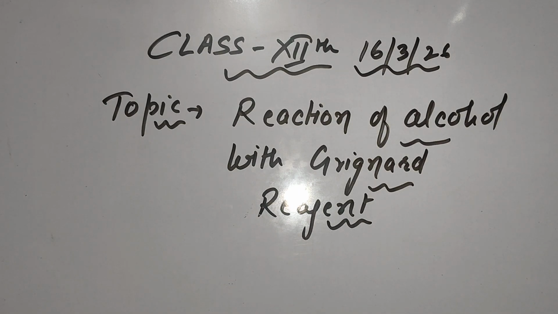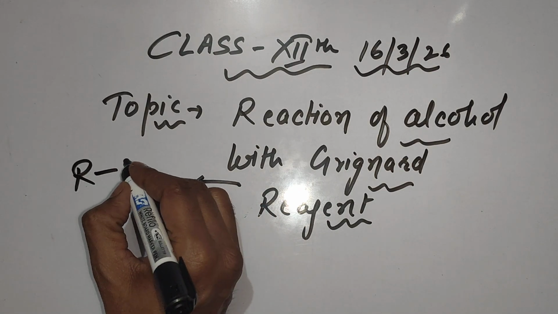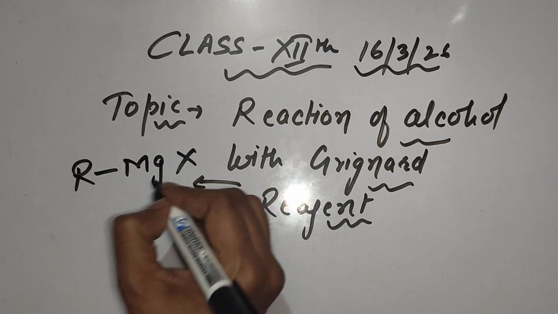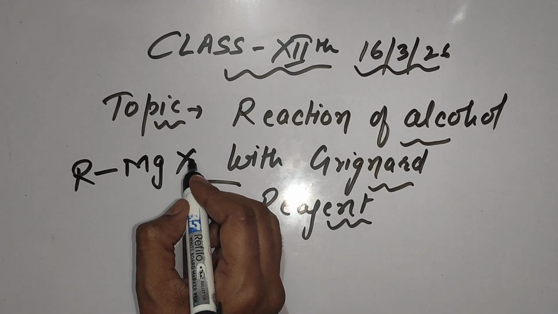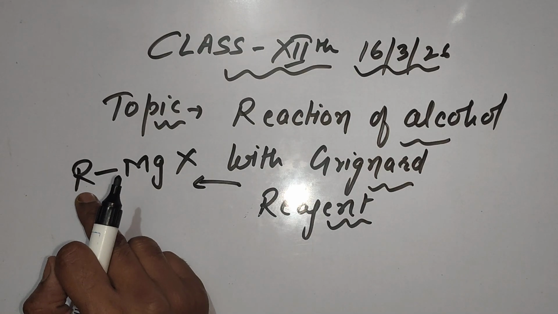Another reaction in which alcohol is showing acidic behavior: alcohol with Grignard reagent. We know what a Grignard reagent is. The general formula is RMgX. Mg is magnesium, X is representing a halogen (chlorine, bromine, iodine), and R is representing the alkyl part.